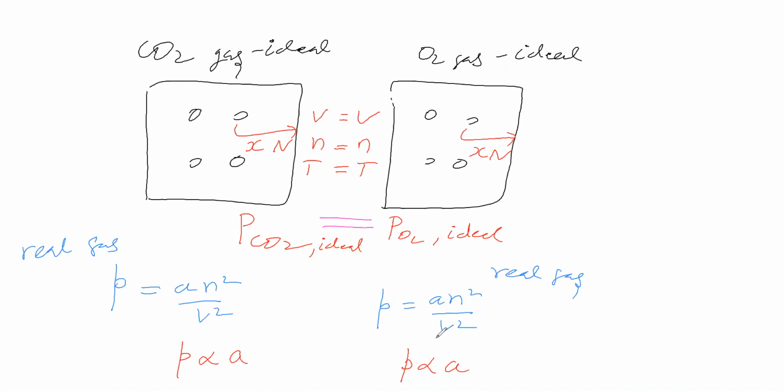Now we will see it in another manner also. Here the number of moles remains the same, and the volume remains the same. So the number of moles are equal and the volumes are equal. Therefore, in both cases n square by v square remains the same. But how the pressure correction is, that we'll see.